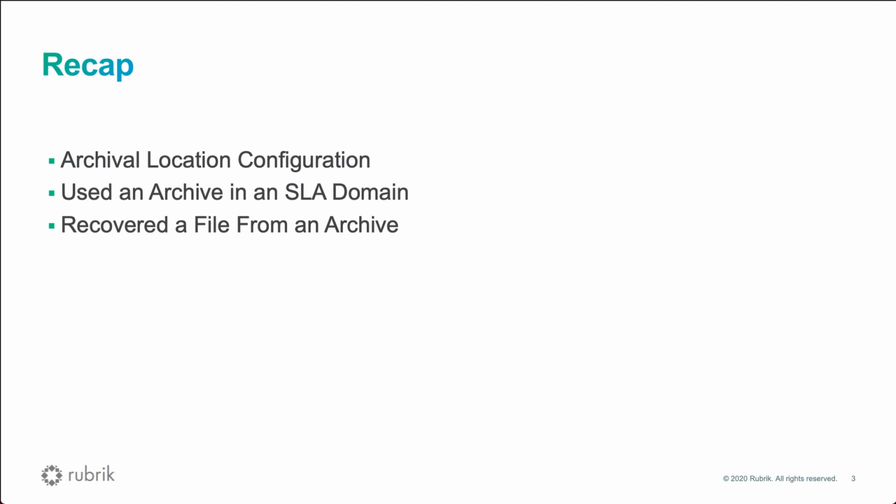So just to recap what we've taken a look at, we talked about archival location configuration and the different types of archival locations we support. We used an archival location in an SLA domain to copy protected data out to a public cloud provider. And then we used the Rubrik CDM interface to search for and recover a file directly from an S3 bucket.